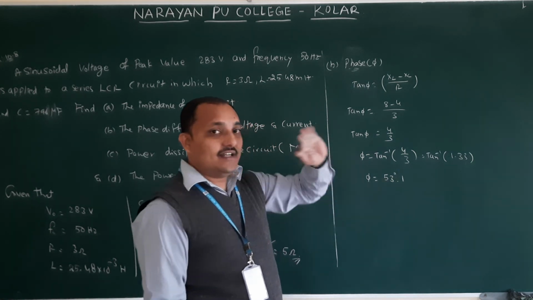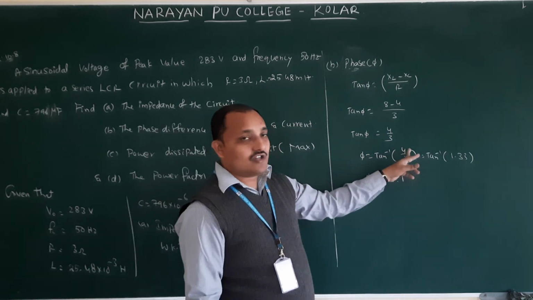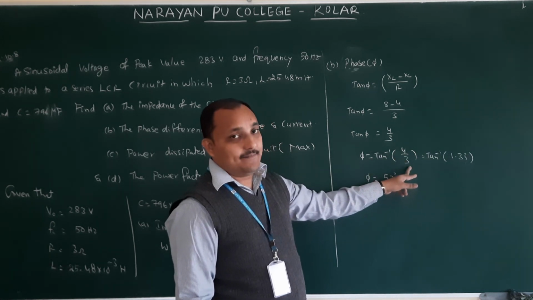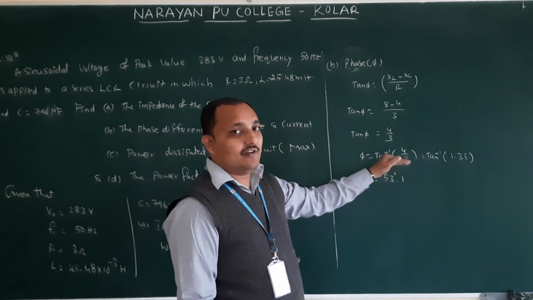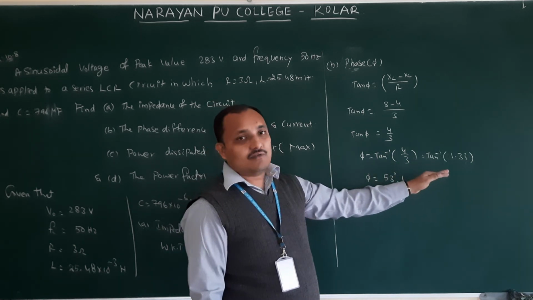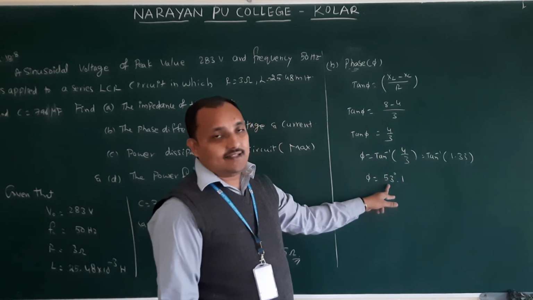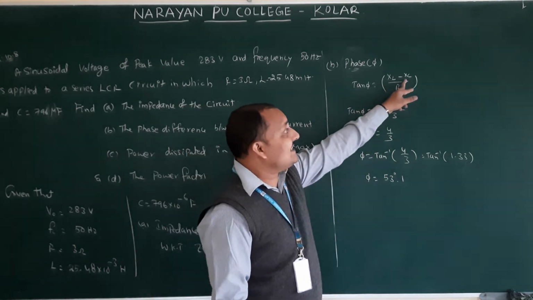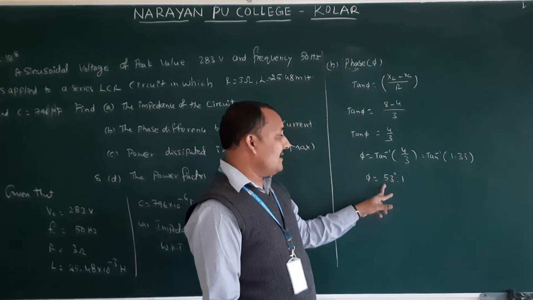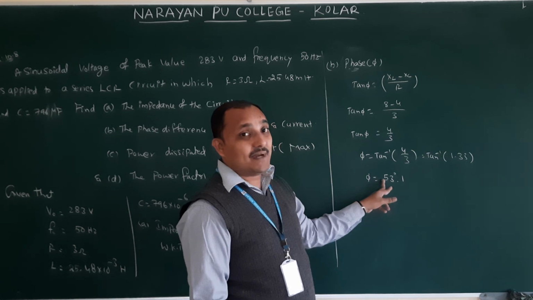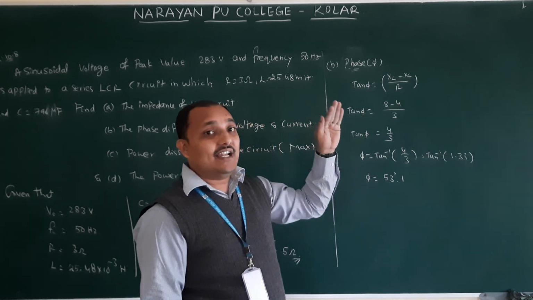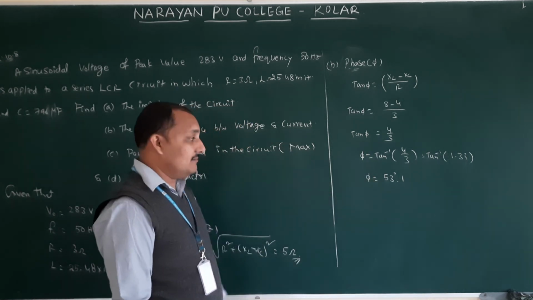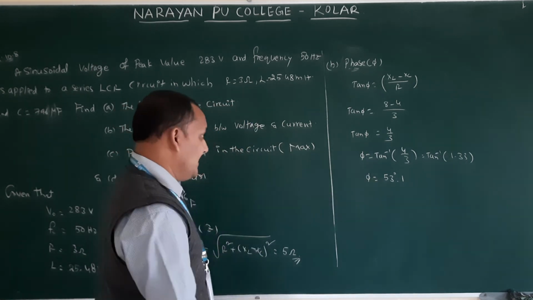If you are not ready to use logarithm tables, you can stop here at tan inverse 4 by 3. If you stop here also, they will give marks for that. If you know how to use the logarithm book, you can write 53 degrees also. If we take XC minus XL, we will get minus 53. That minus is just the anti-clockwise or clockwise direction, but the angle is 53 only.